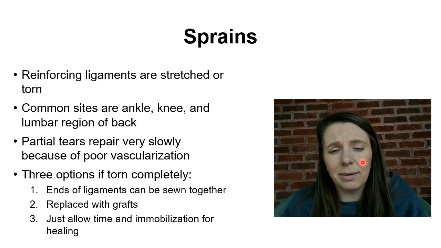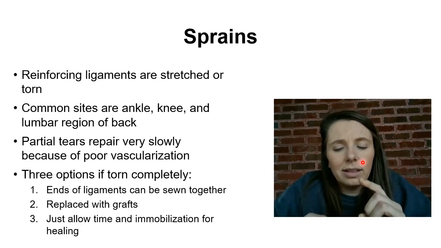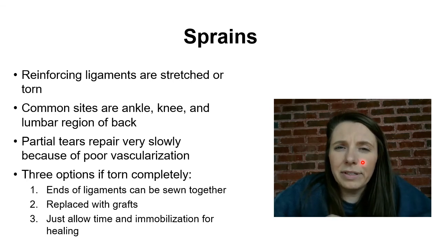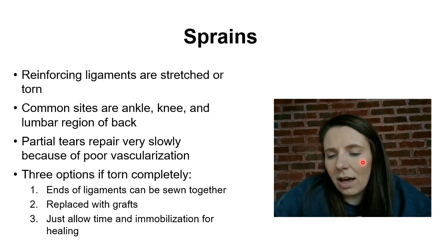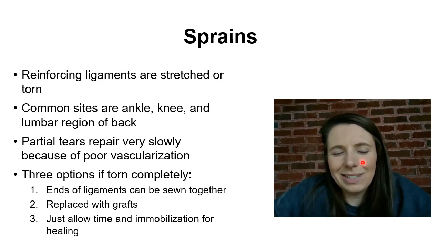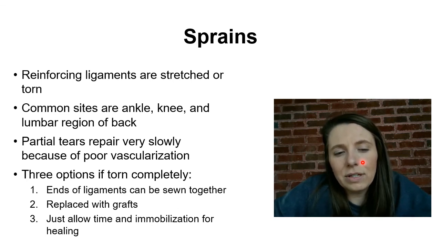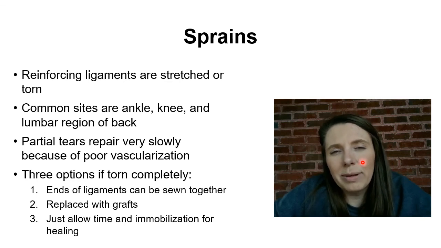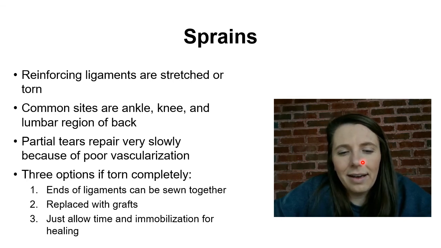But if there's a complete tear, essentially you have three options. You can have the ligament sewn back together. The ligament can be replaced with a graft, which is basically you take a tendon from an unused or less used muscle and replace the ligament with the tendon, kind of like in Tommy John surgery. Or the third option is to just allow time and immobilization for healing. And the time factor is kind of the roughest factor of this whole entire process.